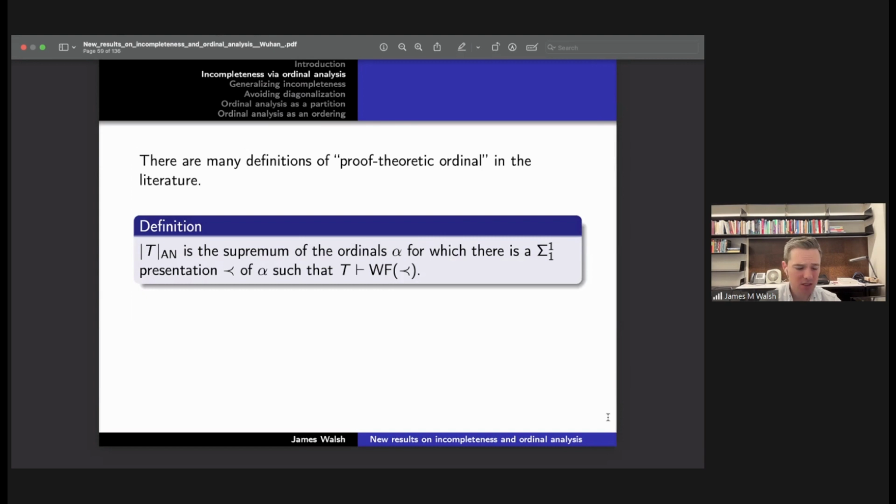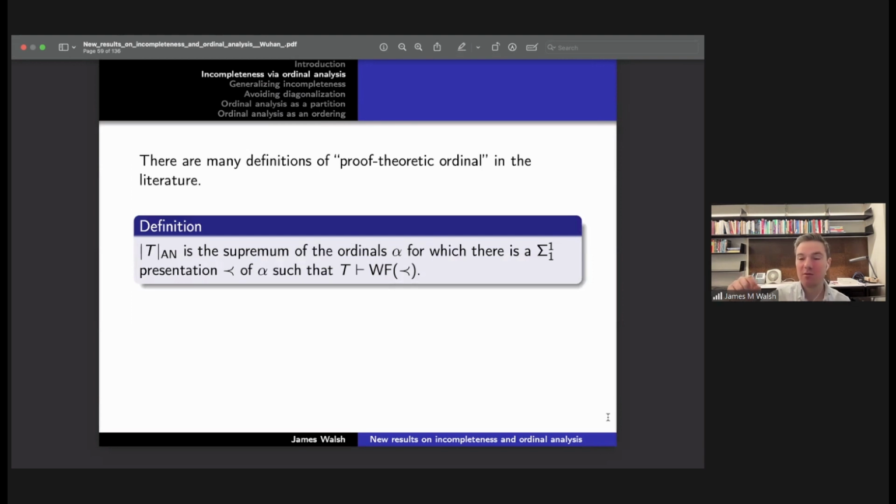So T sub AN, the analytic proof-theoretic ordinal of T, what is this? Well, this is the supremum of the ordinals alpha, for which there is a sigma 1,1 presentation, prec of alpha, which is provably well-founded in T, right? So if you take a theory T, there's going to be some initial segment of the ordinals such that if you pick an ordinal in that initial segment, T proves it's well-founded given some sigma 1,1 description of it.